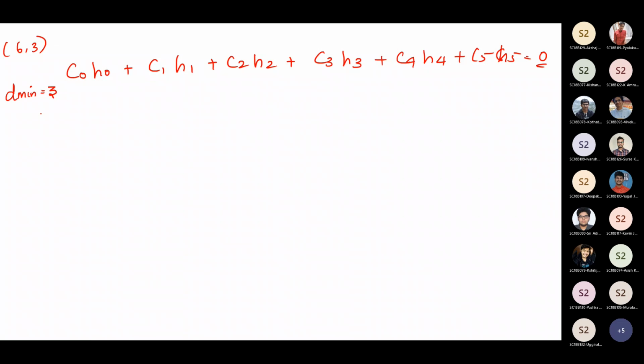So if I have a code word of this form 10110, here the Hamming weight is 3. So if I multiply with this, C0 is 1, so it is H0. C1 is 0, so this one will be 0. Next, C2 is 1, so it is multiplied by H2, plus H3. This will be equal to 0. If I take the code word and this H matrix and multiply, I will be getting this equation.